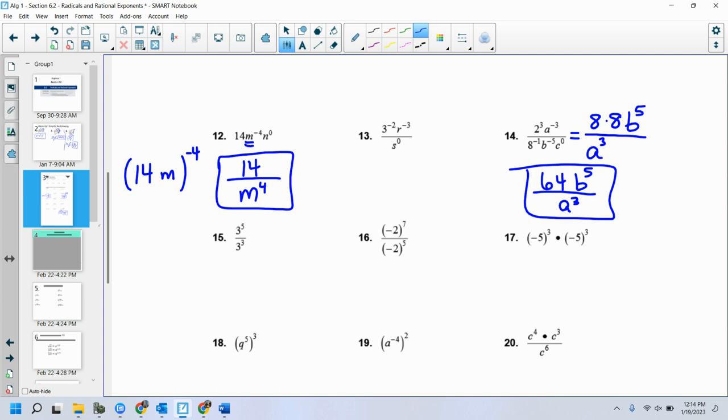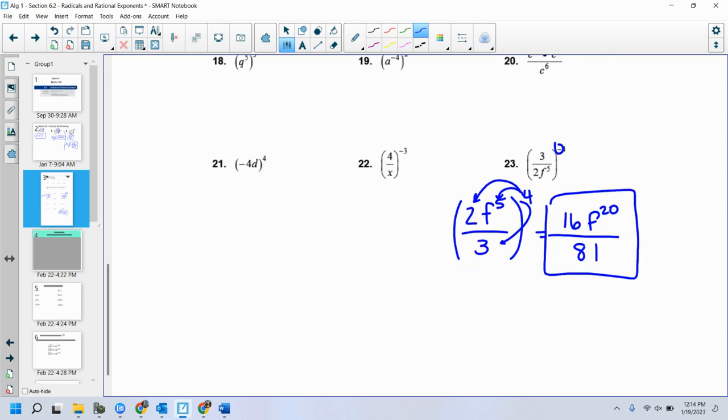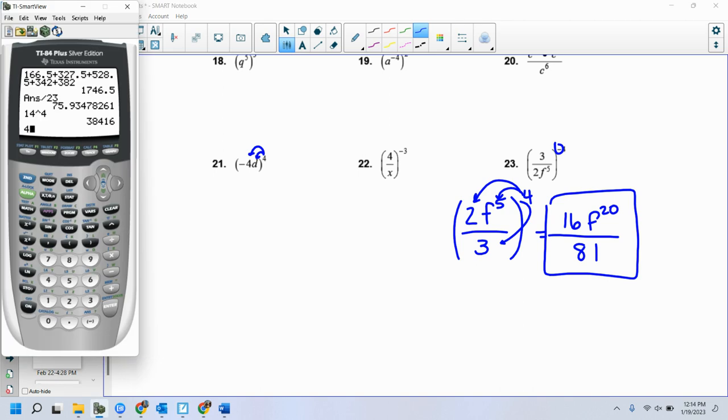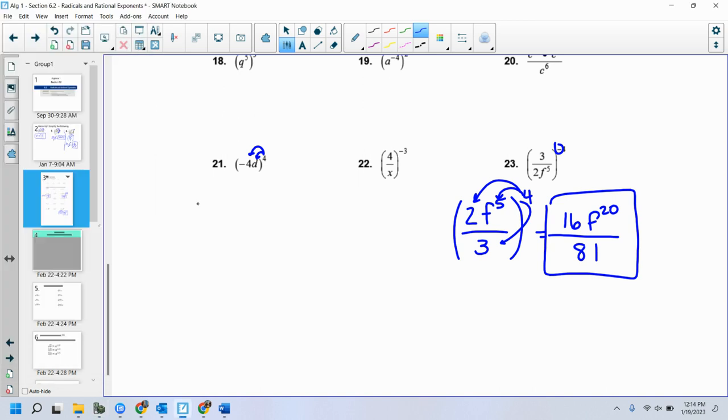Okay. 21. So let's take a look at this one down here. Distribute that power. See, this is an example where the 4th power gets carried into both the 4 and the D. So 4 to the 4th. I don't know that one offhand. I know it's negative, but it'll turn out positive. 256. D to the 4th. You follow me there?